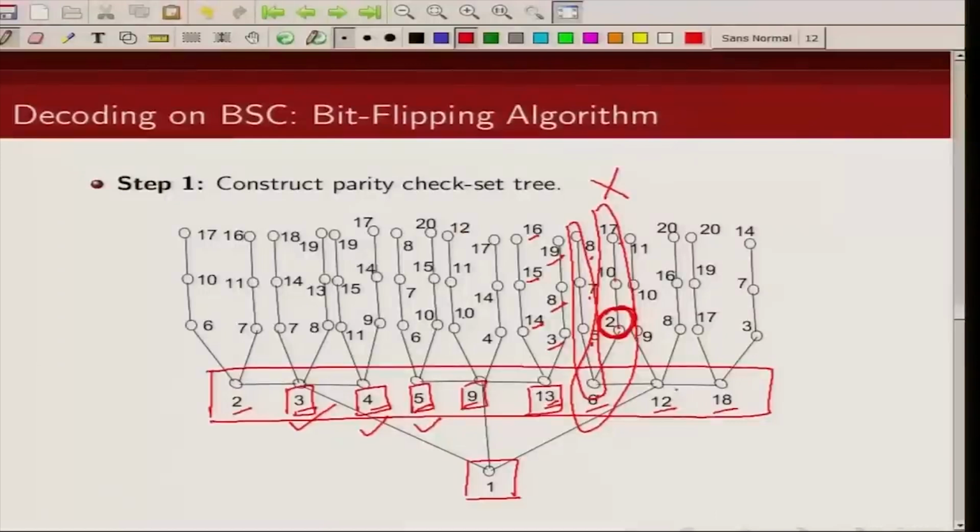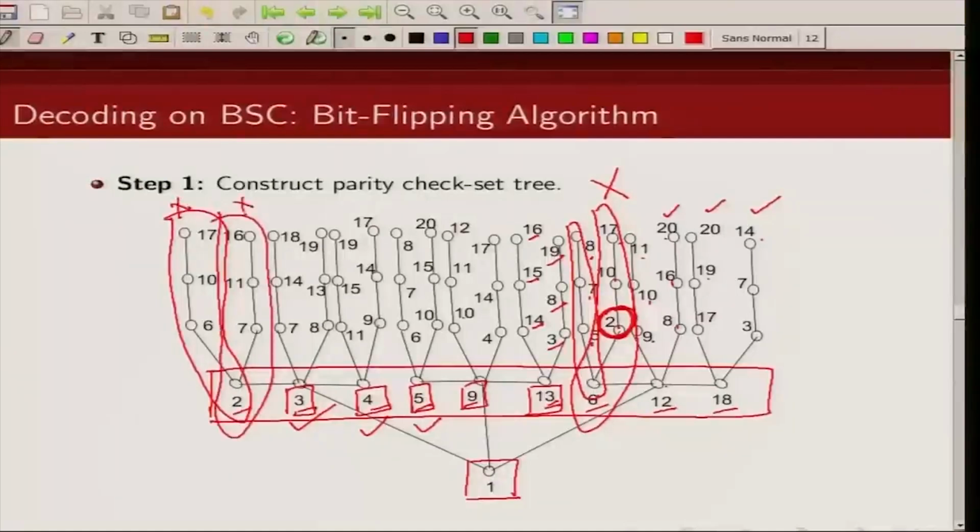What about this? 12, 9, 10, 11, this will be satisfied. 12, 8, 16, 20, this will be satisfied. Similarly 18, 17, 19, 20, this will be satisfied. 18, 3, 7, 14, this is also satisfied. What about 2? This will not be satisfied, and similarly this will not be satisfied.